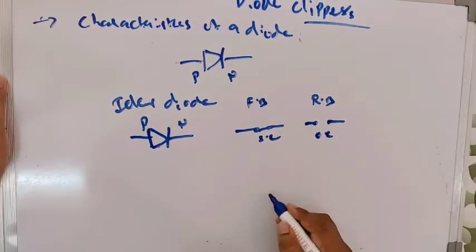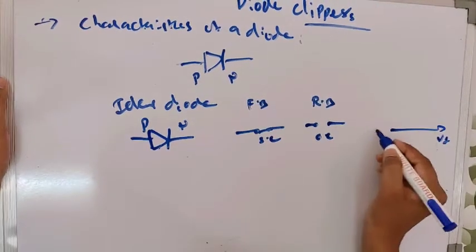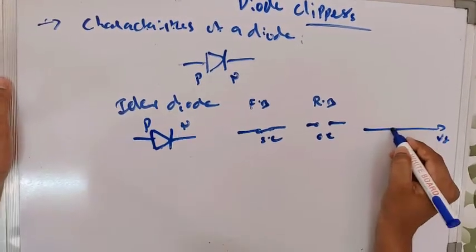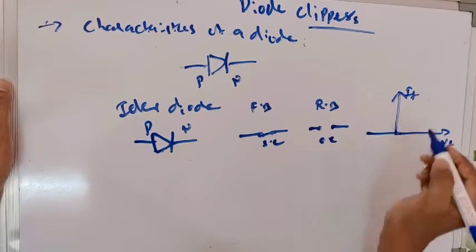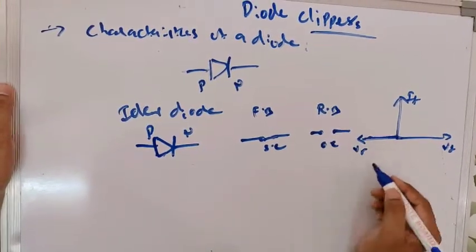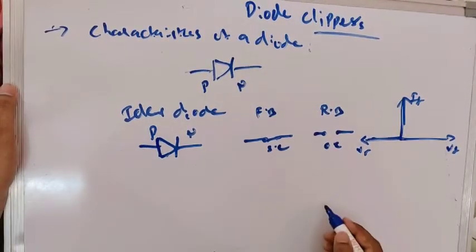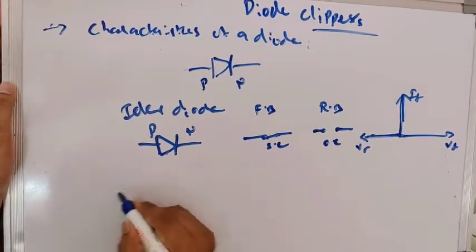So what are the ideal characteristics of a diode here? During forward bias, just after applying some voltage, the current increases drastically. For reverse voltage, there is no current flowing in the circuit, so that means here the maximum current flows only in forward bias. These are the ideal characteristics of a diode.